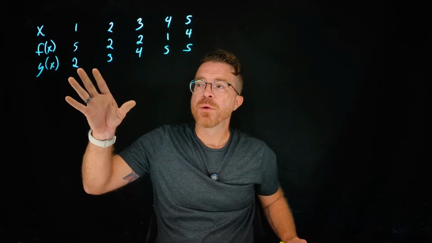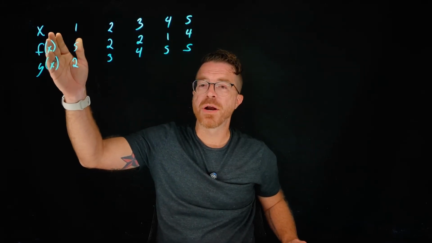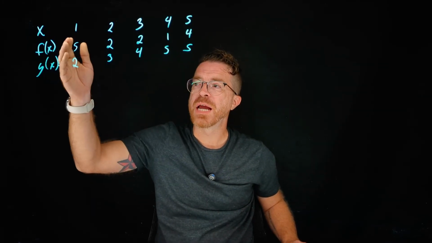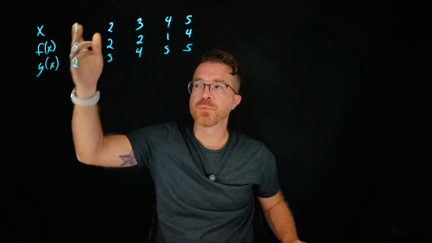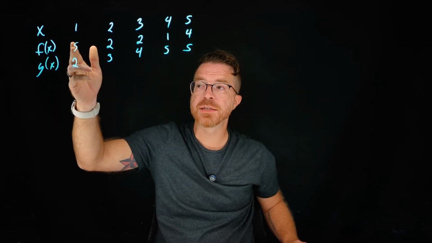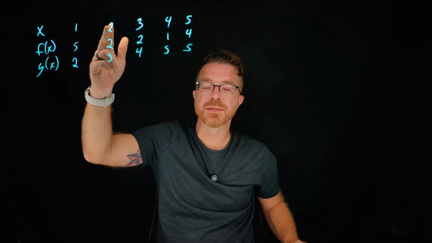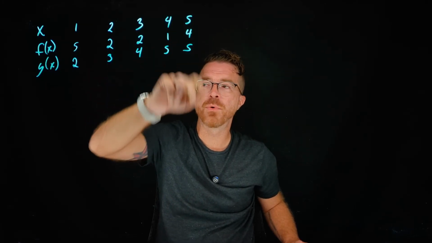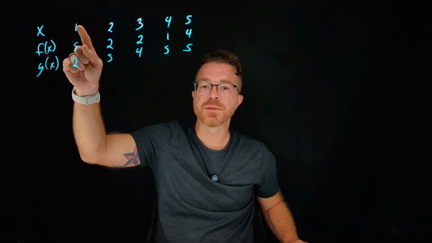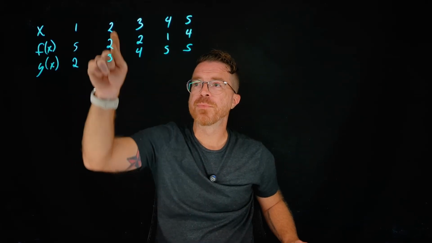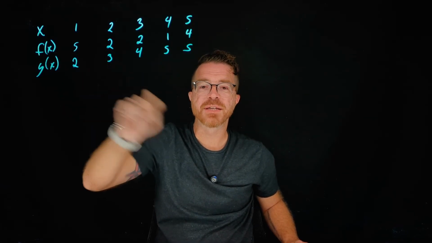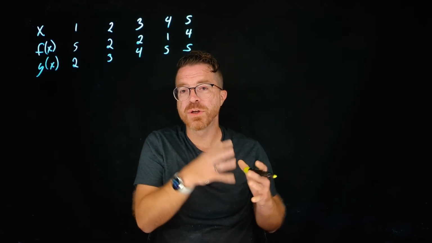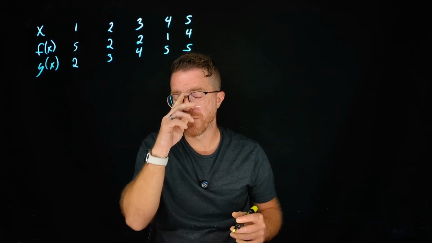In this example, we have table data for our x values when x is equal to 1, 2, 3, 4, and 5. We have our function f of x: when x is equal to 1, f of x is equal to 5. When x is equal to 2, f of x is equal to 3, 2, 4, 1, 5, 4. G of x is when x is equal to 1, g of x gives us 2. When x is equal to 2, g of x gives us 3. So now what we want to do is see how a composite function works when you have the outcomes of each of our functions.